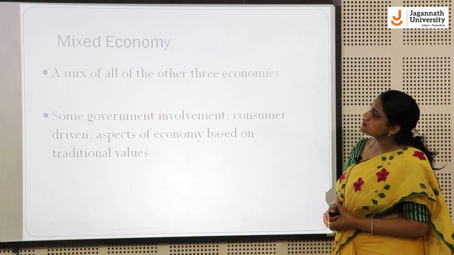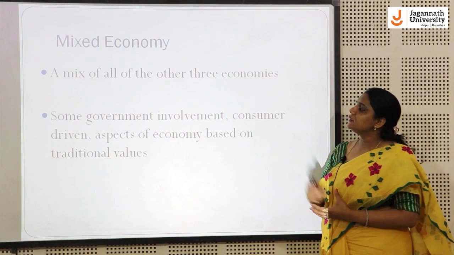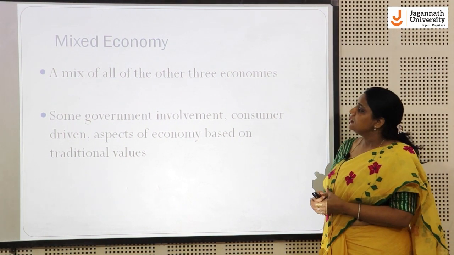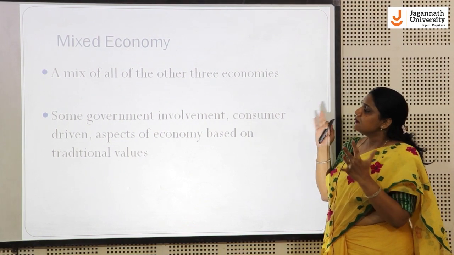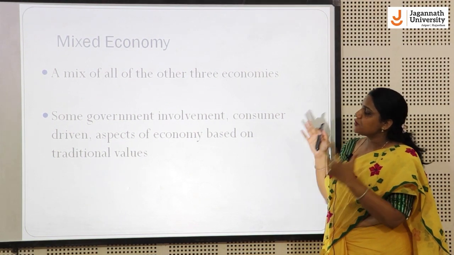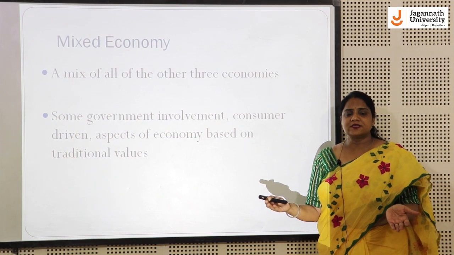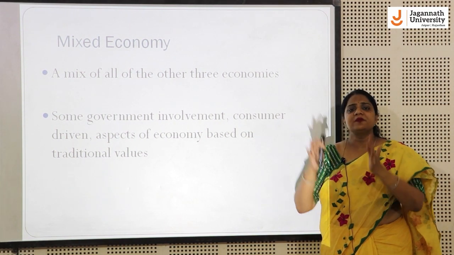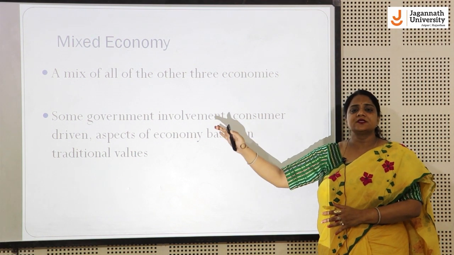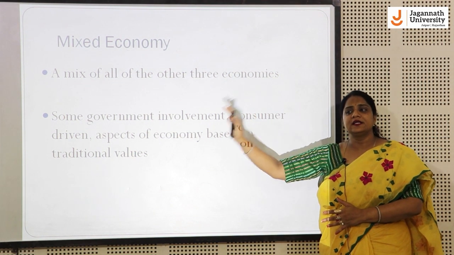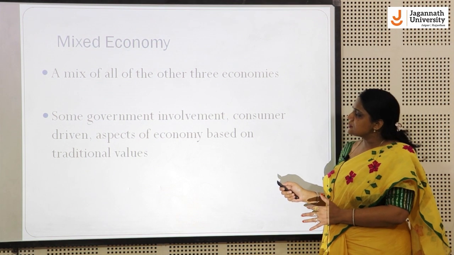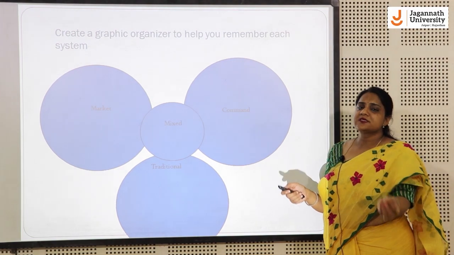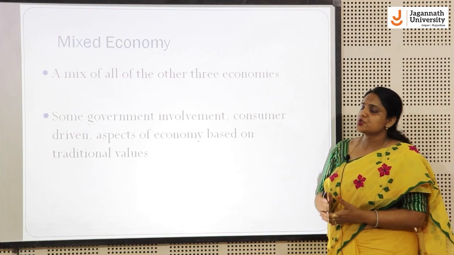The last economic system is the mixed economic system. Here it is a mix of the capitalist and the socialist or command economic system. Basically, in some aspects or on some economic resources the government has its say, and on some other economic resources the producers, the business people or the individuals have their say. So it is an economic system which involves both the capitalist and the socialist economic systems.